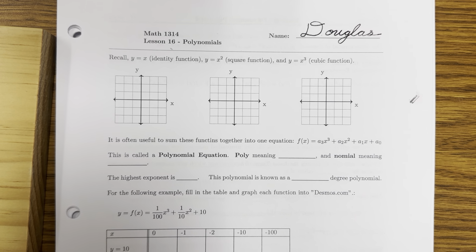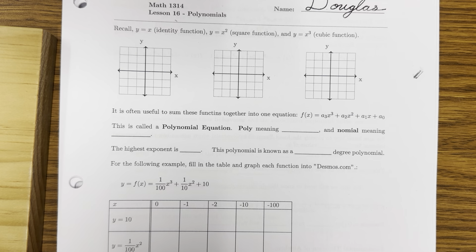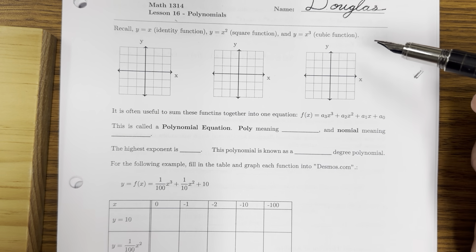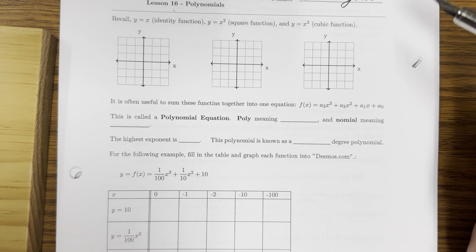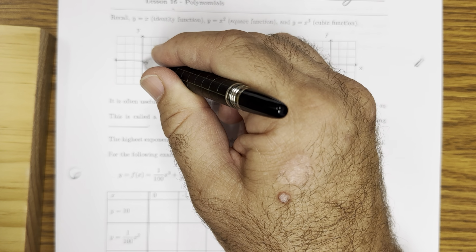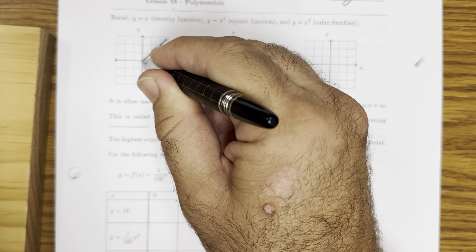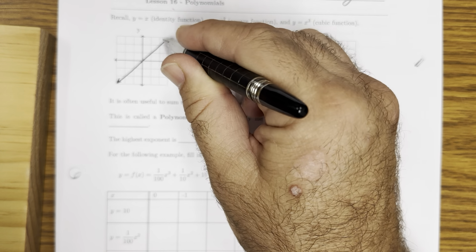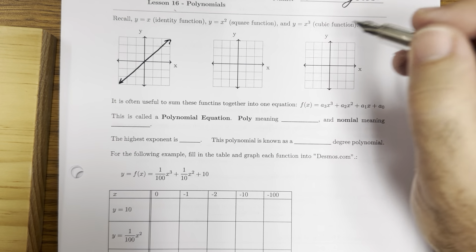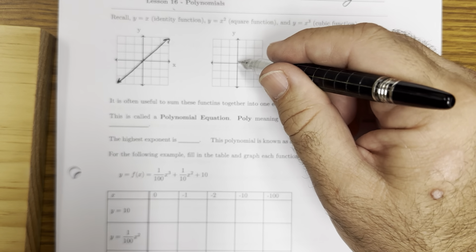All right, today we're going to go over polynomials, and we're going to review a few familiar functions. At least they should be very familiar by this point in time. The identity function, the square function, and the cubic function. So the identity function, of course, goes through like this. Just a straight line, the identity function.